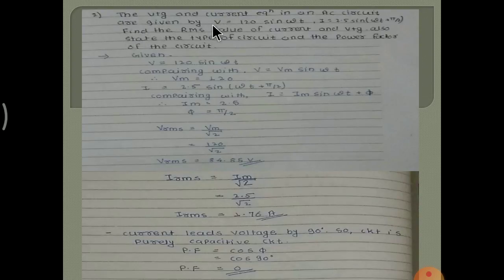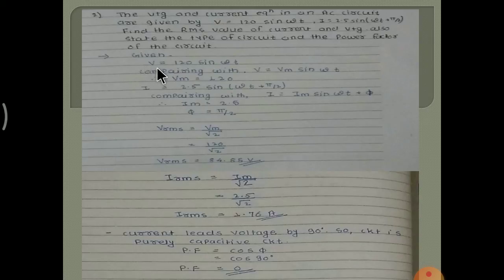The voltage and current equations in an AC circuit are given by V is equal to 120 sin omega t, I is equal to 2.5 sin omega t plus pi by 2. Find the RMS value of current and voltage. Also state the type of circuit and the power factor of the circuit. Here the given data is two equations, that is voltage equation and current equation, and we have to find out here the RMS value of current and voltage. Also we have to find the power factor, and we have to state the type of circuit.